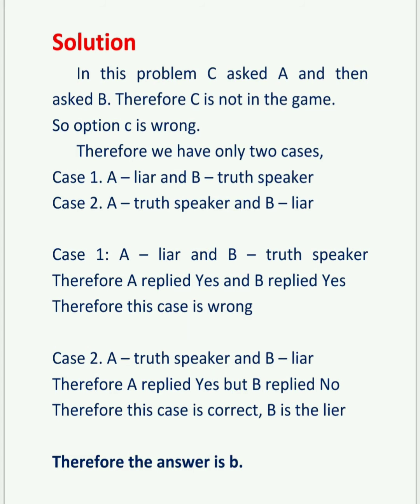Solution. In this problem, C asked A and then asked B. Therefore, C is not in the game. So option C is wrong. Therefore, we have only 2 cases. Case 1, A liar, B truth speaker. Case 2, A truth speaker and B liar. First I consider case 1, A liar and B truth speaker. Therefore A replied yes and B replied yes. Therefore this case is wrong. Therefore case 2 is correct.